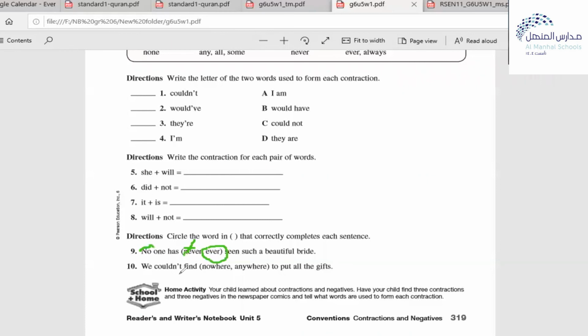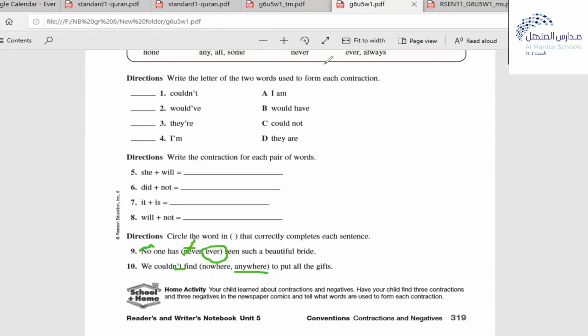We couldn't. It's a negative here also. We couldn't find nowhere to put all. No, you cannot say nowhere, because there is already a negative here and you cannot say no again. Two negatives shouldn't be put together in a sentence. So you say we couldn't find anywhere to put all the gifts.